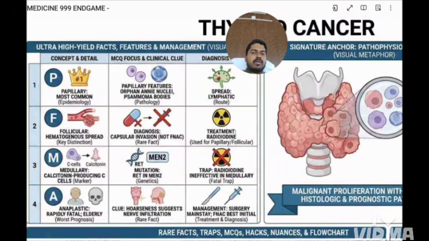Now very important, follicular thyroid carcinoma is not a soft tissue tumor, it's an epithelial tumor, so it usually spreads by the lymphatic route. But there is one major exception in thyroid carcinoma, that is follicular. Even though it is of epithelial origin, its spread is through the hematogenous route. Usually sarcomas spread through the hematogenous route, but here we have follicular carcinoma which spreads hematogenously. There is capsular invasion; diagnosis is made when there is capsular invasion, and treatment for this is radioiodine. So for papillary and follicular carcinoma, we use radioiodine.